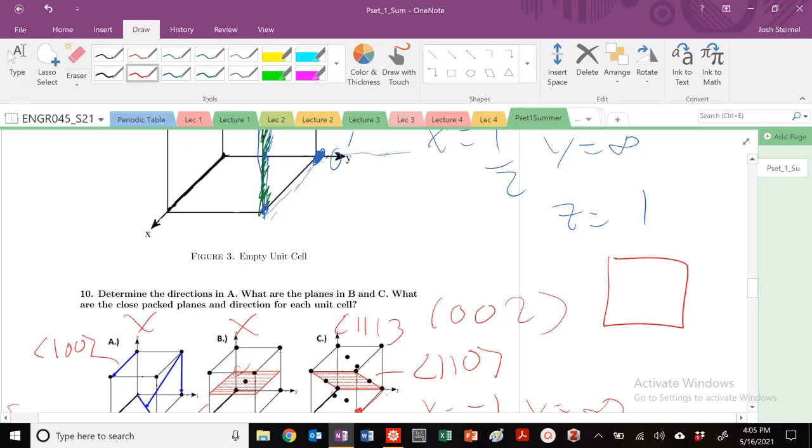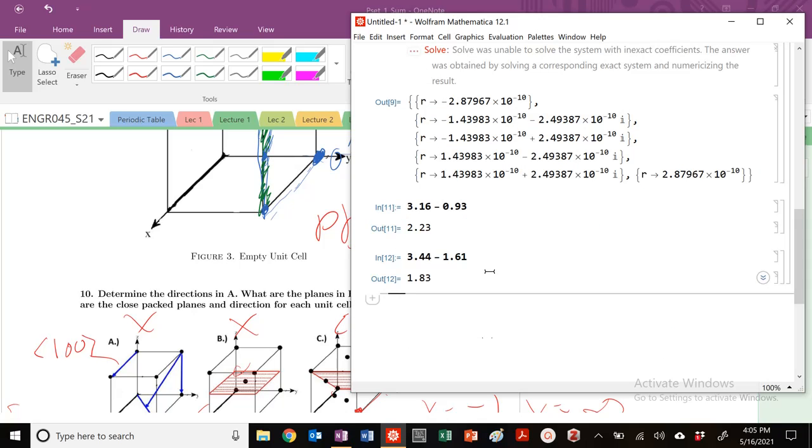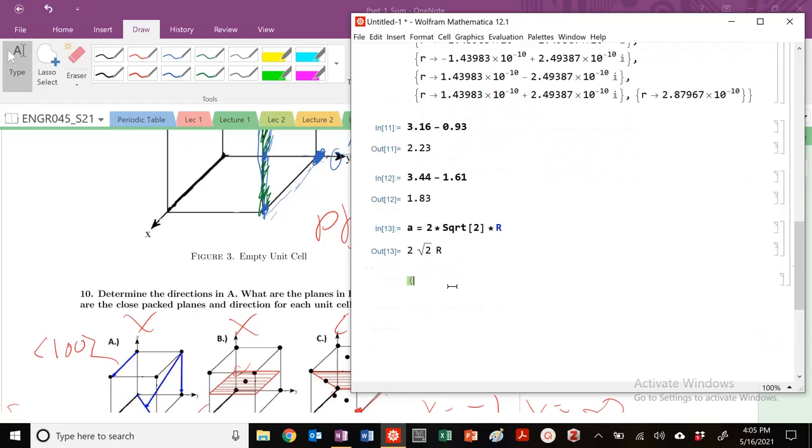If I draw this, I have atoms like here. What is my planar density equation? What's my number of atoms? Quarter, quarter, quarter, quarter, half, half. So 2 times pi r squared. What is the distance here? This is A, this is A times square root of 2. And we also know that for an FCC structure, A is equal to 2 times square root of 2 r. So I have 2 times pi times r squared, divided by A times square root of 2.